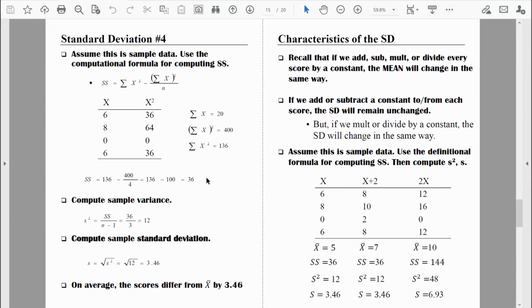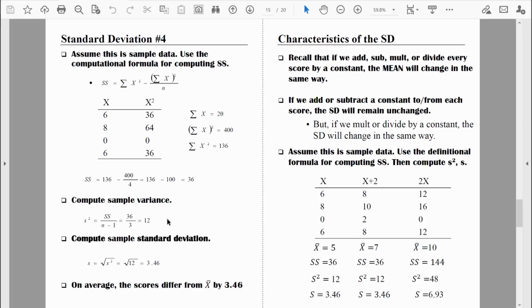Once we know the value of sum of squares, everything else is really very easy. Let's move to step 2 and compute sample variance. When we compute sample variance, we're computing a modified average of those squared deviation scores. So instead of dividing by 4, which is what n equals, we will divide by n minus 1. In other words, we will divide by 3. 36 divided by 3 equals 12, so variance equals 12.